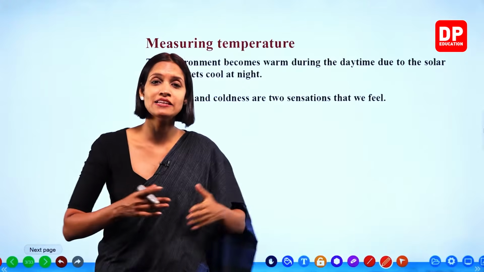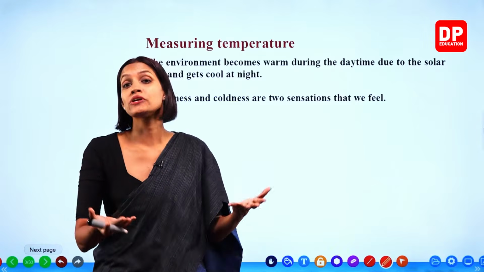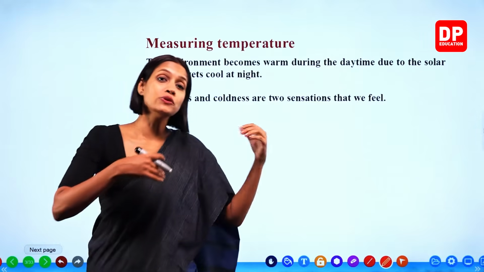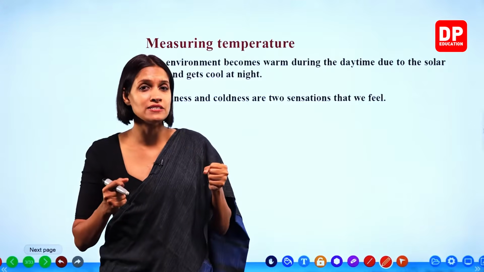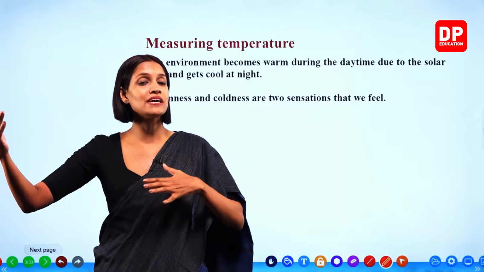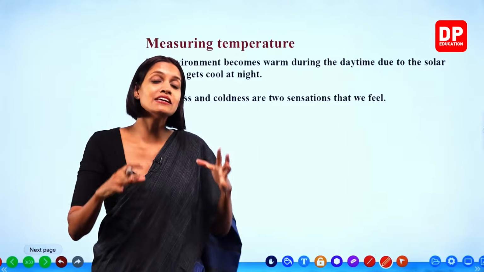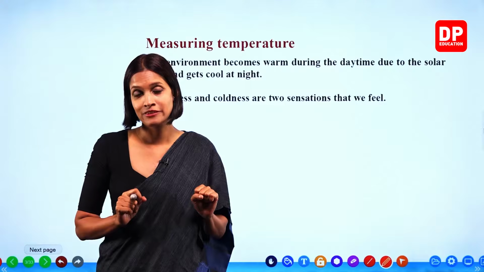There's no sunlight, therefore there's no way for the objects to get warmed up. The environment, then what happens? During the daytime, the environment gets heated up. During the night time, the environmental temperature becomes less. In that case, heat in the object is given out to the environment.